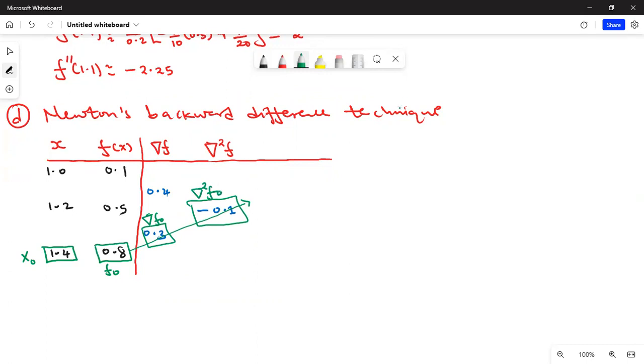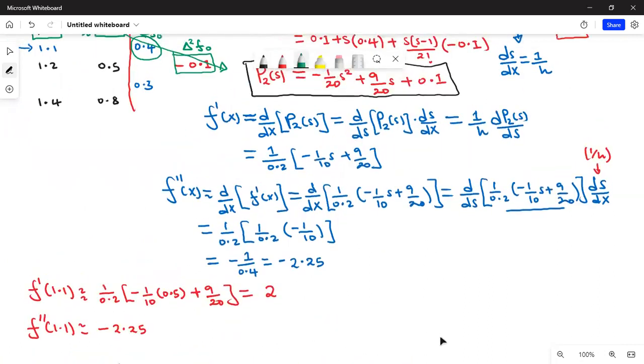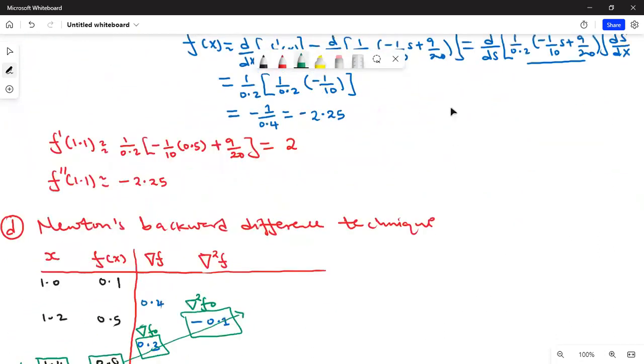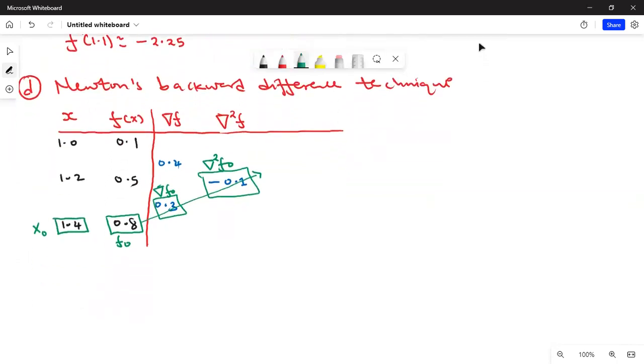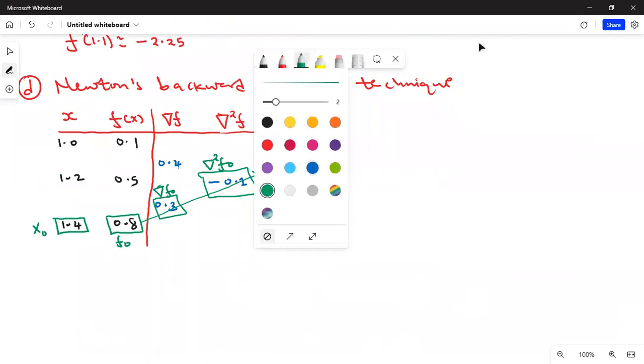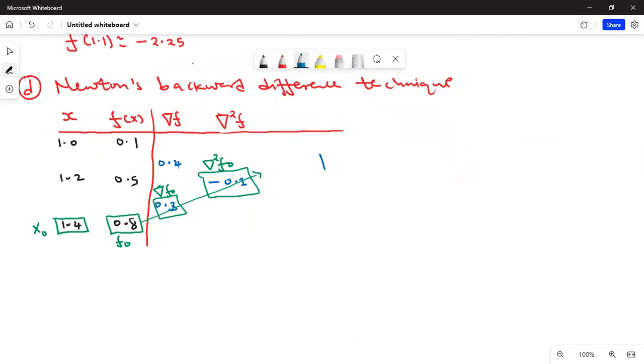So what about the interpolating polynomial for the Newton backward difference technique? So you can write this, that of course the polynomial here must also be of degree 2. So that is P2 of x. But remember, it is a function of s. So P2 is always of x naught plus sh. That would be a function of s. That is equal to f naught plus s backward of f naught plus s plus 1 over 2 factorial backward squared of f naught.